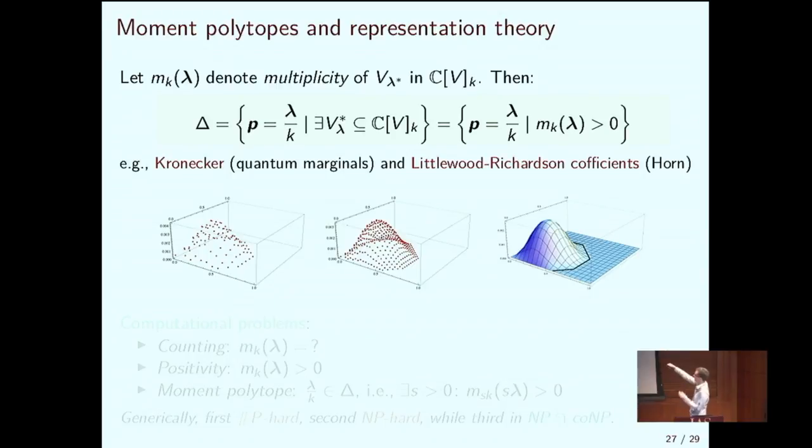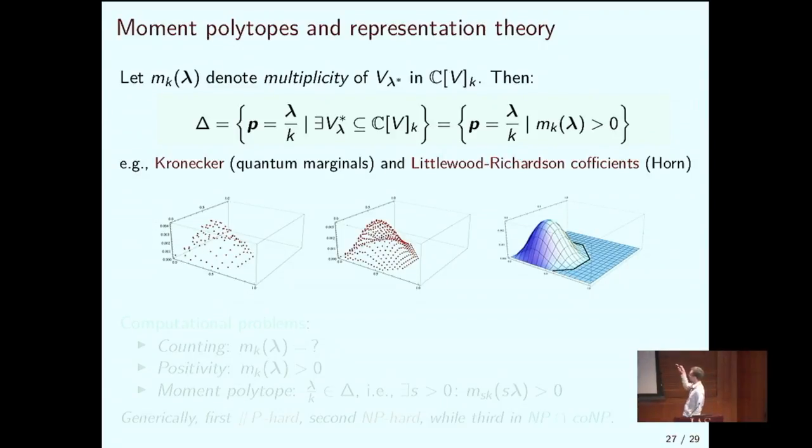You take your degree k polynomials, you decompose them into irreducibles, which we know we can always do. And if there exists an irreducible representation of type lambda, or its dual, in this space of polynomials, then we get a point in the polytope. And if we look at all the degrees, as we increase k, k is arbitrary here, we get all the rational points in the polytope.